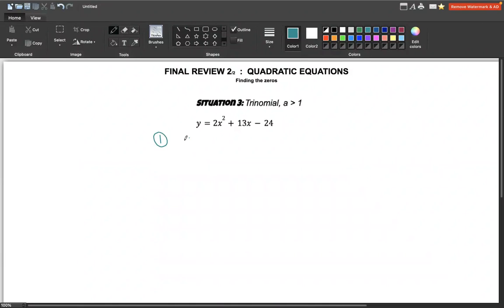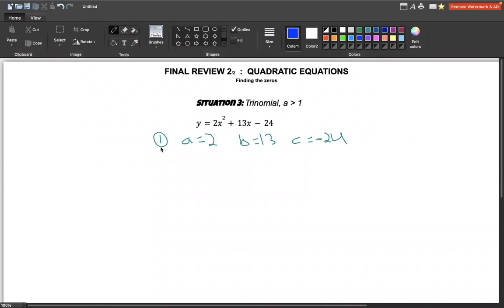First step is going to be our a, b, and c. So nothing's different here. A is the number before x squared, which is 2. B is the number before x, which is 13. C is the number by itself, negative 24. Okay.